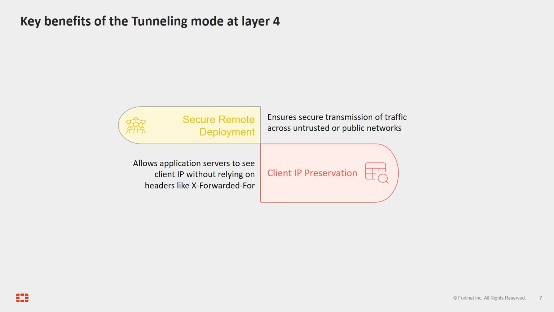As discussed, using the tunneling packet forwarding mode offers several advantages. First, connections between FortiADC and the backend resources are encapsulated, ensuring secure transmission of traffic across untrusted or public networks. This deployment model is particularly well suited for scenarios where backend resources are located in distributed, cloud-hosted, or geographically distant environments, and FortiADC must traverse public or external networks to reach them, while still maintaining the integrity, confidentiality, and reliability of the data exchange. Second, it allows application servers to see full client details without relying on headers like X-Forwarded-For.